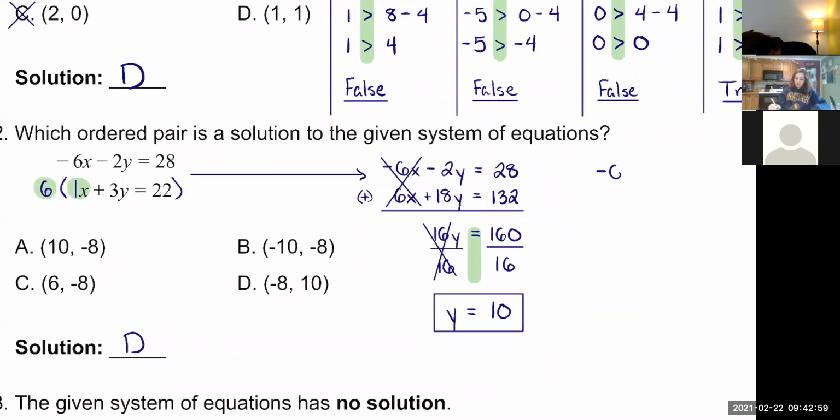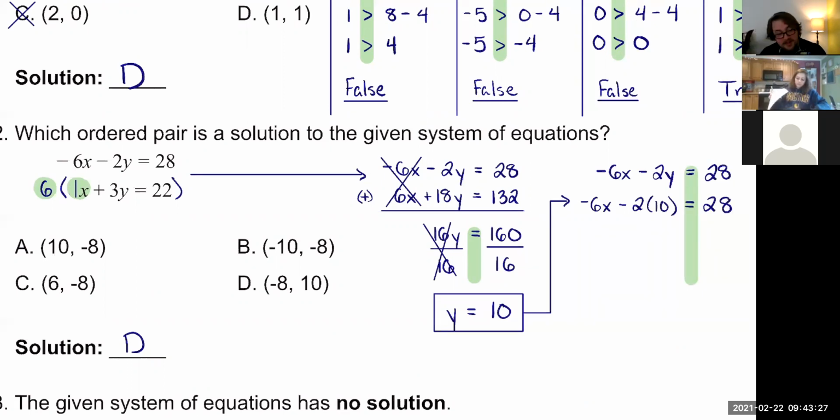So that was the negative 6x minus 2y is equal to 28. I now know that anywhere I see a y, I can replace it with a positive 10. I can rewrite this equation then to say negative 6x minus 2 times 10 equals 28. And what I'm left with is something that I can now work through and reach a final solution for x. So hopefully the parentheses catch our eye first. So I have negative 6x, negative 2 times 10 gives me a negative 20.